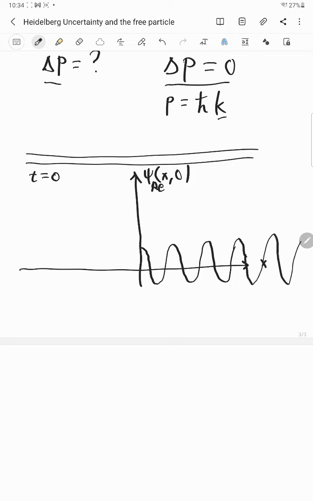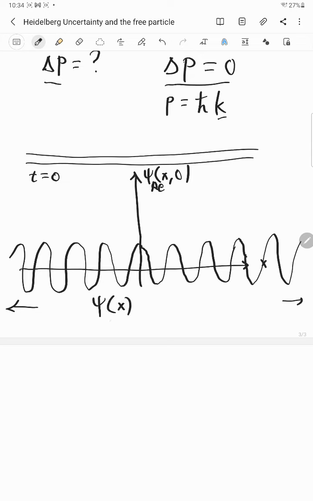It just goes like that forever. And for negative x, similarly, all the way out to negative infinity, no change, right? So in a sense, psi of x is interesting for all x sort of equivalently.